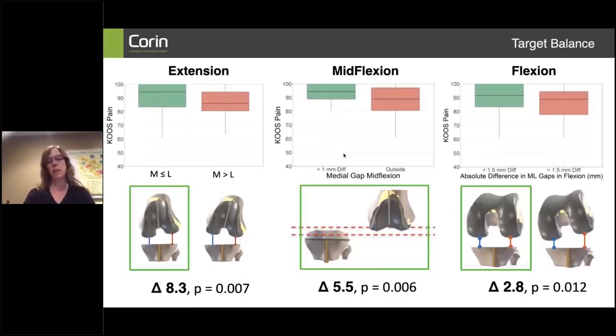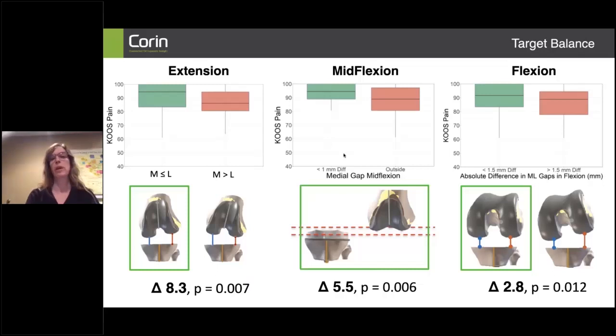Now, we have been collecting data using this technique, as you have heard previously, for a couple of years. Initially, we had some hypotheses and assumptions about what targets, given our previous history of non-navigated knee replacements, that we should be shooting for. Assumptions such as a knee that has equal ligament length medially and laterally at certain points of flexion perhaps might do better than knees that are not balanced in such fashion.